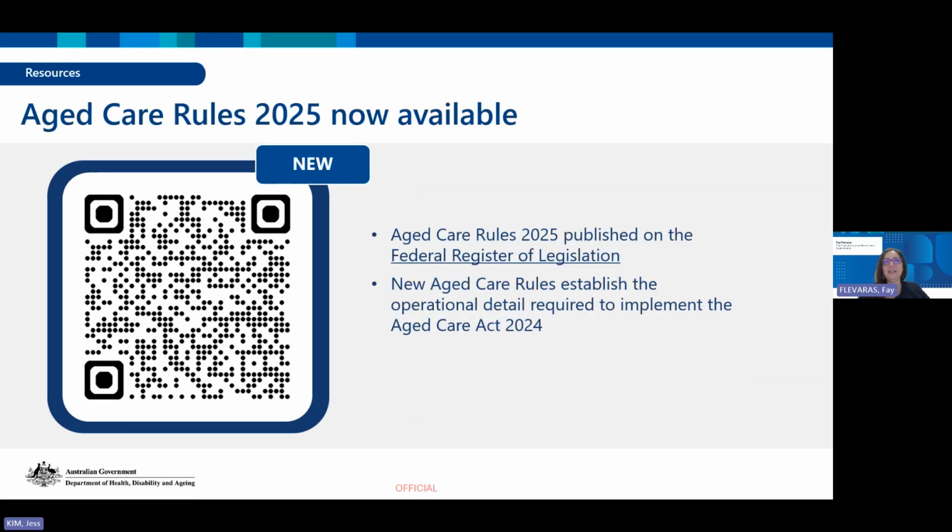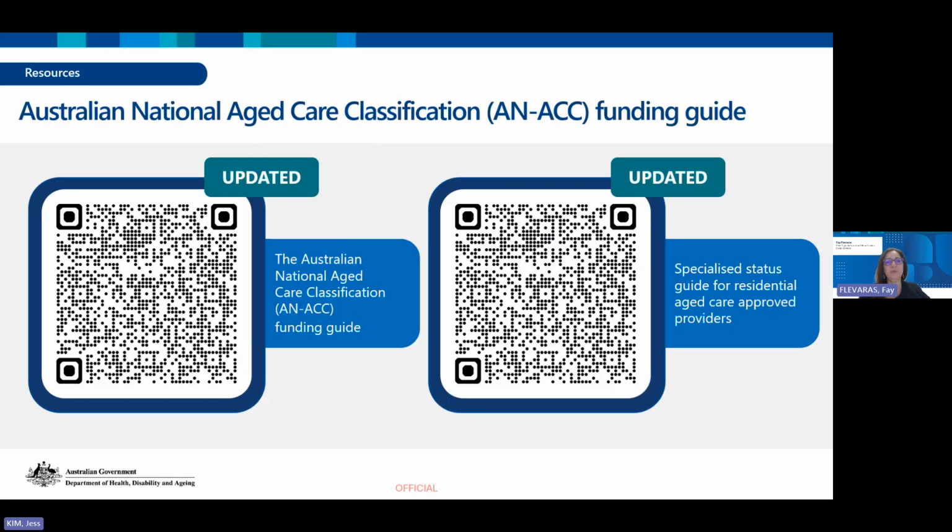The new aged care rules for 2025 are now available online. I'm sure everyone is aware that these rules establish the operational detail needed to implement the Aged Care Act of 2024. The rules clarify much of the detail many of you have been seeking and will be a resource you may need to consult over the coming weeks. So have a read, and then of course we're always here to support any questions.